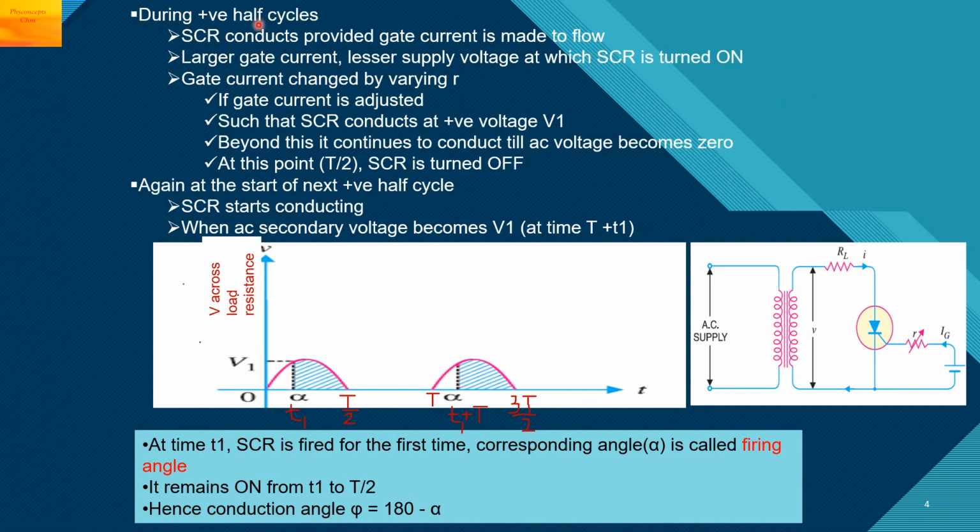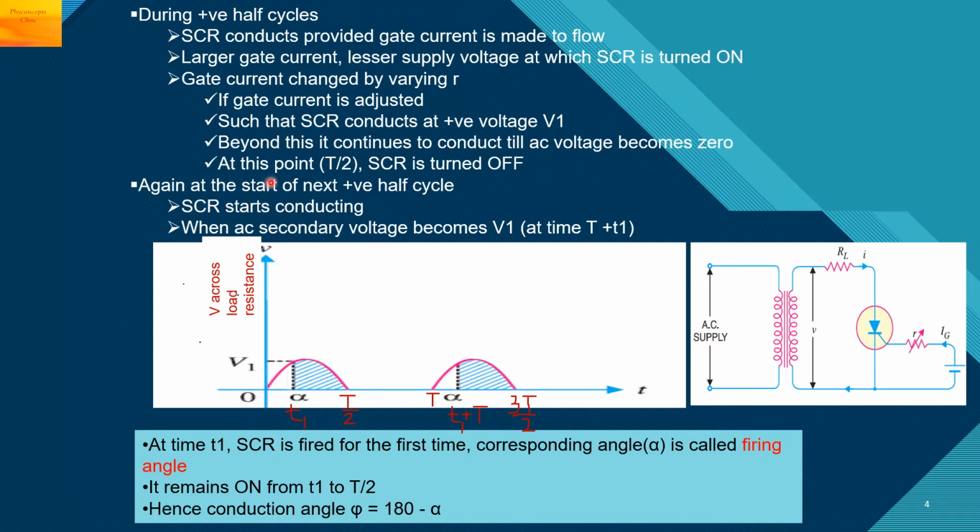During the positive half cycle, the SCR conducts provided gate current is made to flow. Larger the gate current, lesser the supply voltage at which the SCR is turned on. Gate current is changed by varying R. If the gate current is adjusted such that the SCR conducts at a positive voltage V1, so this is positive voltage V1, beyond this it continues to conduct till the AC voltage becomes 0.